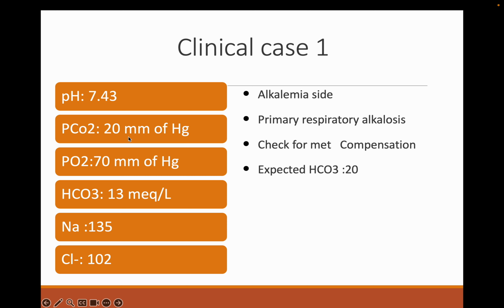Let's say this is an acute state. In acute respiratory alkalosis, for every 10 decrease in PCO2, bicarb should decrease by 2. So for a 20 decrease, the expected bicarb decrease is 2 into 2.